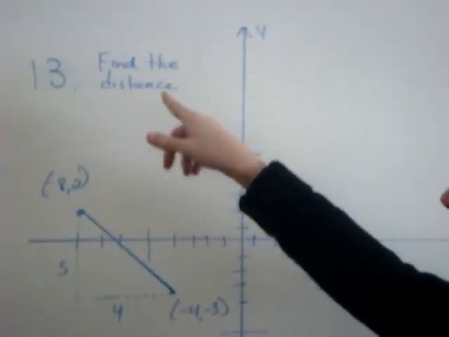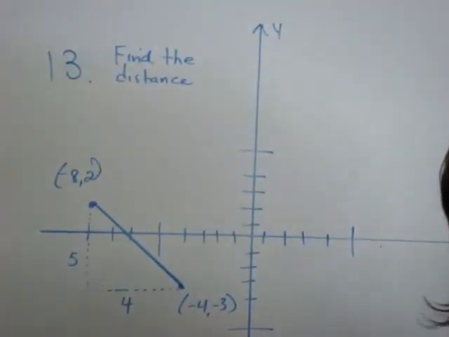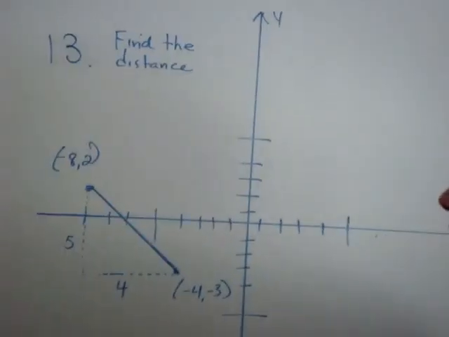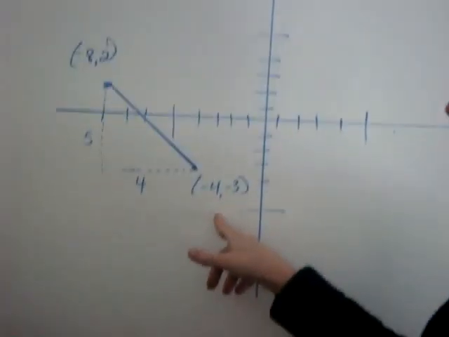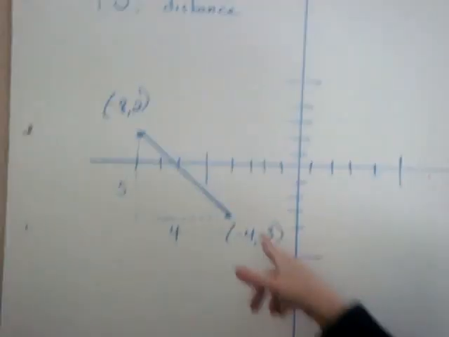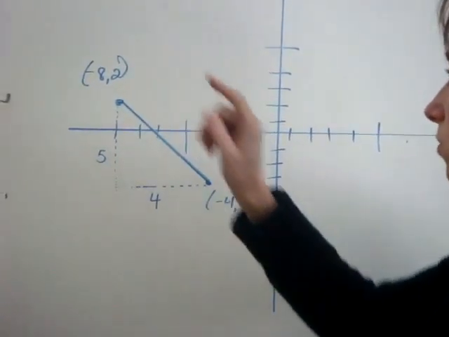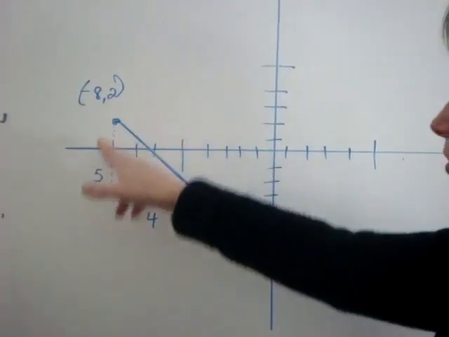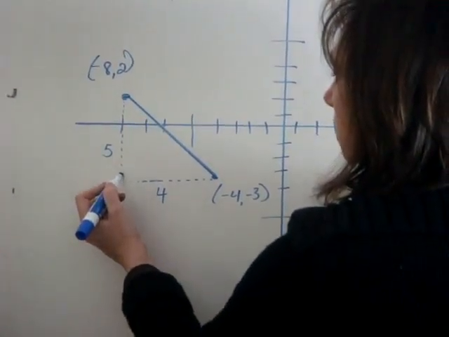Problem number 13, we're going to find the distance between 2 points. For right now, I never really taught you the distance formula, though some of you have used it. What you do is you plot the 2 points. So here's -4, -3, and -8, 2. I've connected them and formed a triangle that has a right angle.